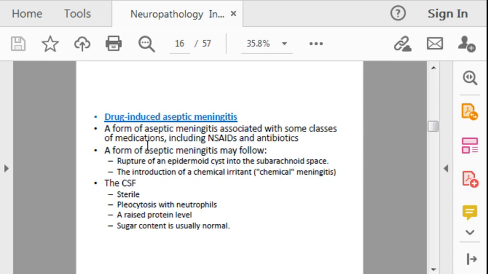Drug-induced aseptic meningitis is a form of aseptic meningitis associated with some classes of medications, including non-steroidal anti-inflammatory drugs and antibiotics. A form of aseptic meningitis may follow rupture of an epidermoid cyst into the subarachnoid space, the introduction of a chemical irritant, chemical meningitis. The CSF is usually sterile, with pleocytosis with neutrophils, a raised protein level, and sugar content is usually normal.